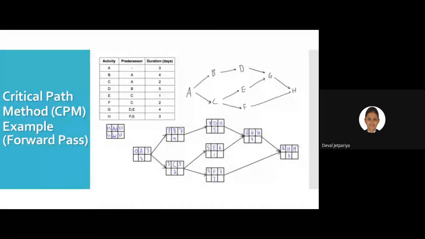We had completed this forward pass and backward pass of CPM, that is critical path method. So first I want to know if anyone is having doubt, then let me know. We'll clear the doubt first and then we'll move to the next diagram. Next topic.